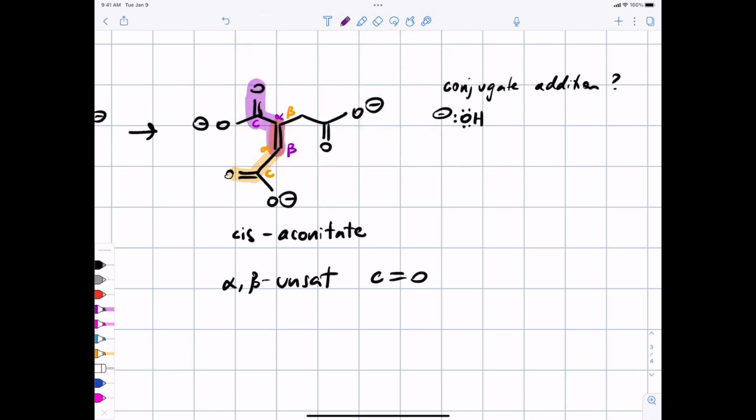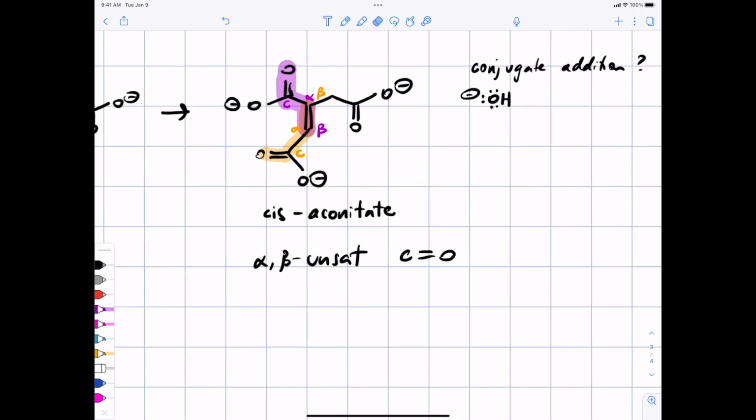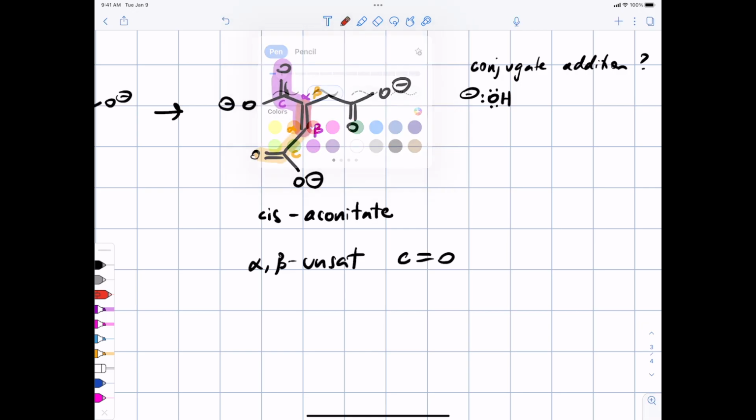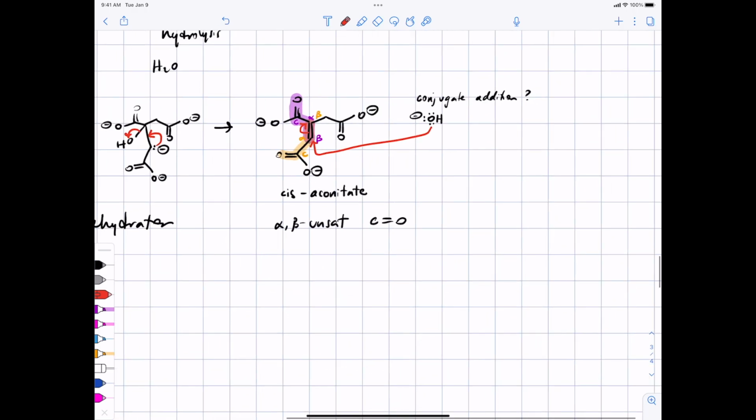If we attacked on the orange beta carbon, that would just be the backward step, right? That would take us right back to citrate. If instead we attack at the purple beta carbon, that is useful because it installs the OH group. So this is a conjugate addition step. Remember, some of the LUMOs on that beta carbon will show the electrons moving on to the alpha carbon.